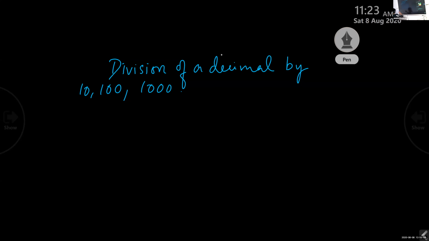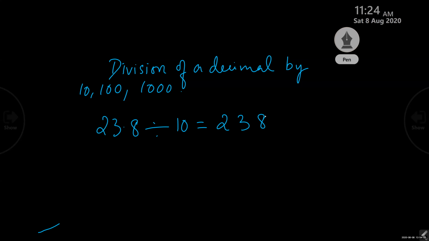See this example. 23.8 is the decimal number divided by 10. What is the answer? You will get 238. Now the decimal point, how many zeros? One zero. So the decimal will shift to the left by 1 place, because only one zero is there. 2.38.